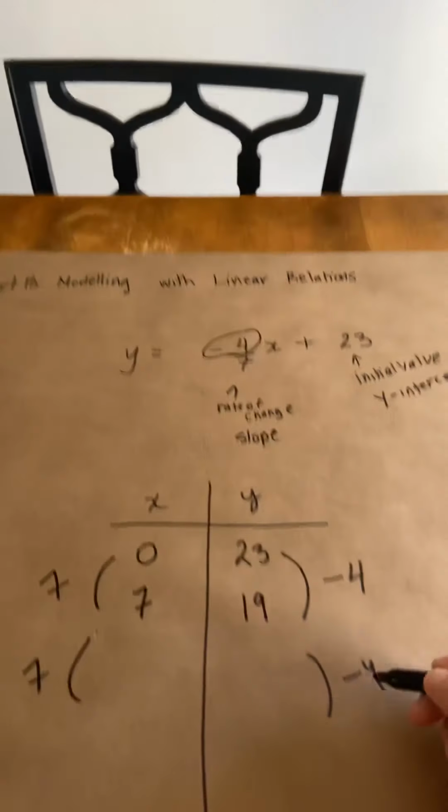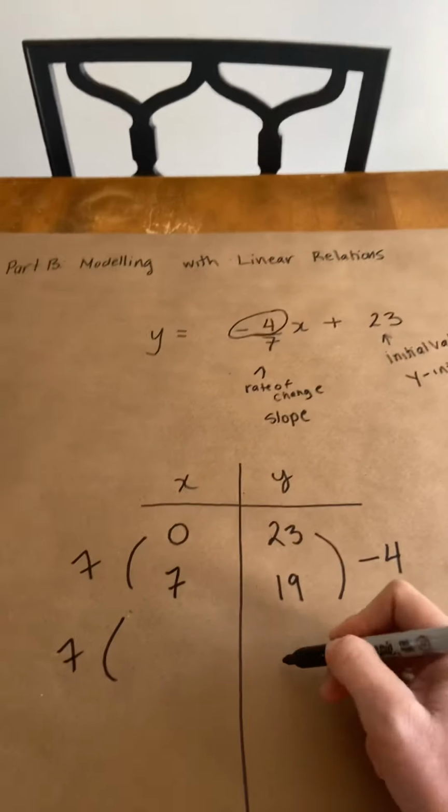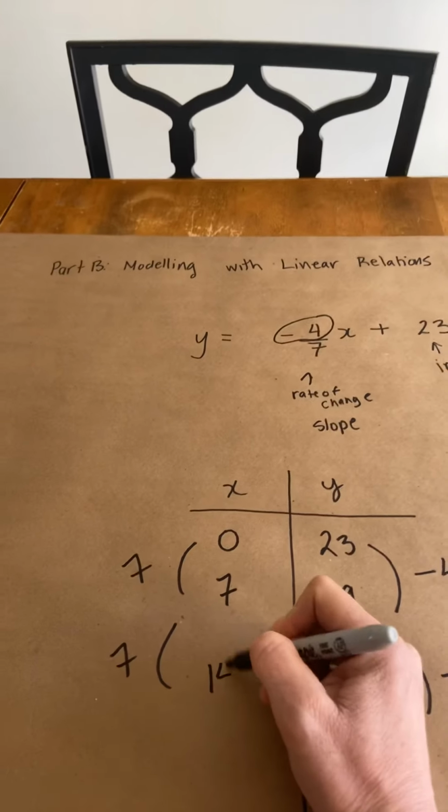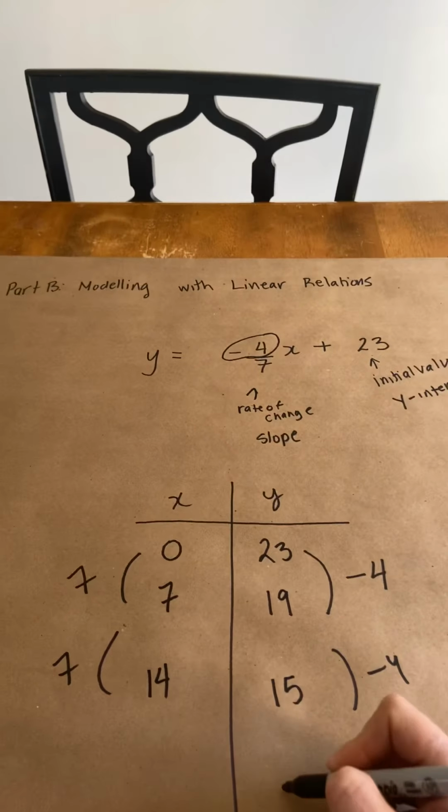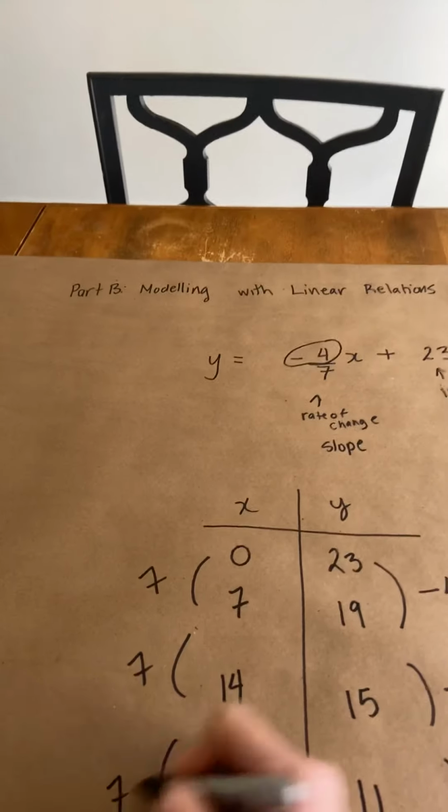I'm going to get 7. 19 minus 4 is going to give me 15, and this is going to be 14. If I went again, this would be 11, and this would be 21.